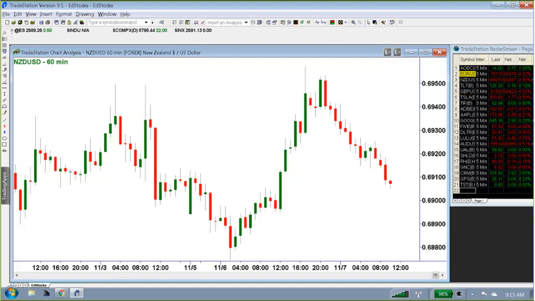I'm just going to take a peek here at where support and resistance is on New Zealand. It looks like 40 pips up, 69.50, I'd be a seller. And it looks like about 35 pips down, 68.80, maybe 68.75, I'd be a buyer. And why do I care about that right now?